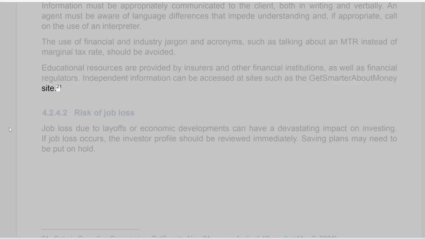4.2.4.2 Risk of job loss. Job loss due to layoffs or economic developments can have a devastating impact on investing. If job loss occurs, the investor profile should be reviewed immediately. Saving plans may need to be put on hold.